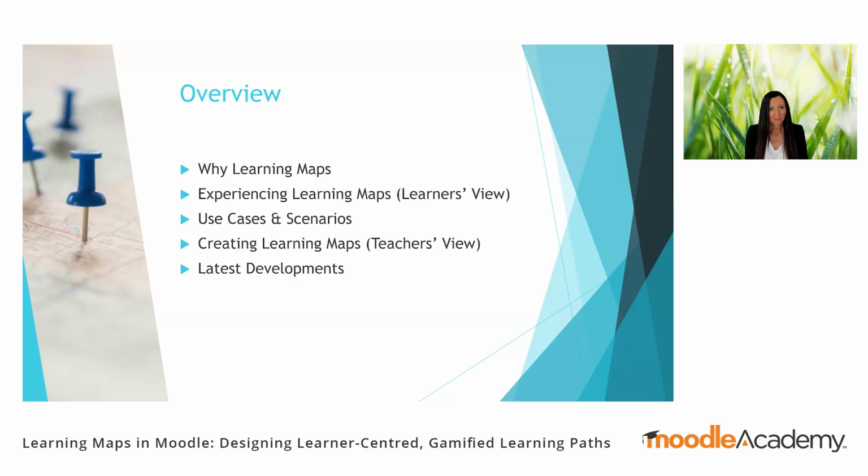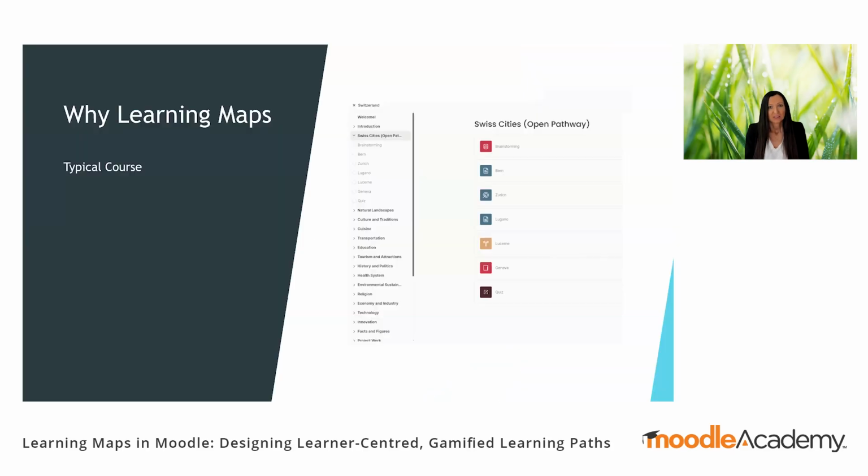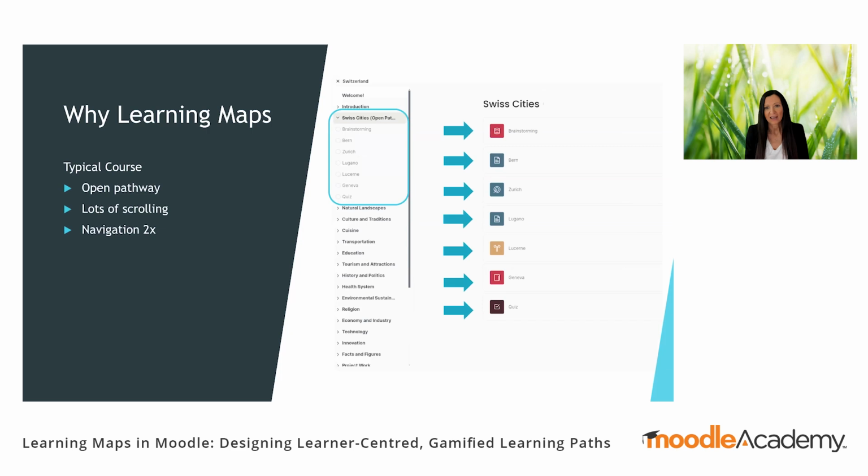Now, why learning maps? For me, it all started with a typical course. Maybe your courses look similar to this one, maybe they look different, but very often courses have quite a number of activities. As you can see here, I created an example with Swiss cities, and they're in different sections, and often they are in a chronological order. Learners can access them straight away.